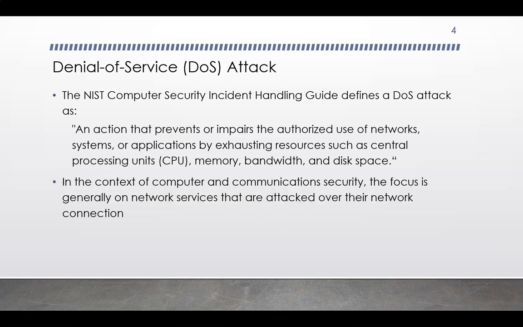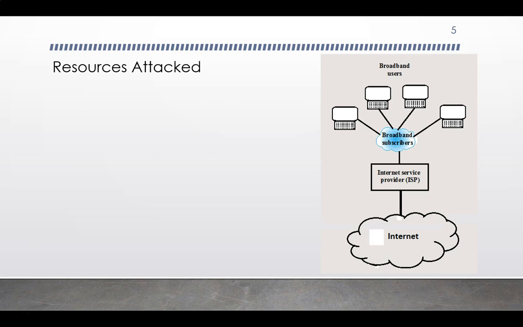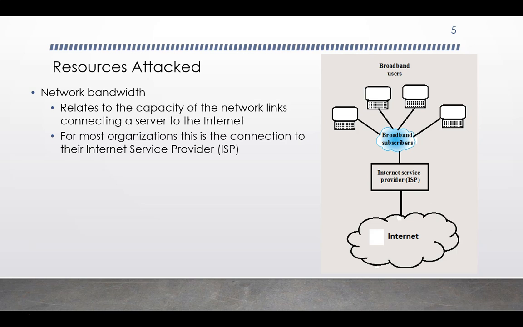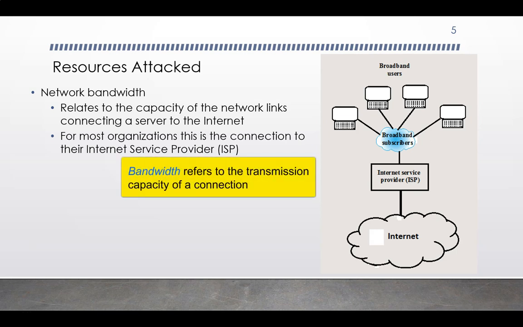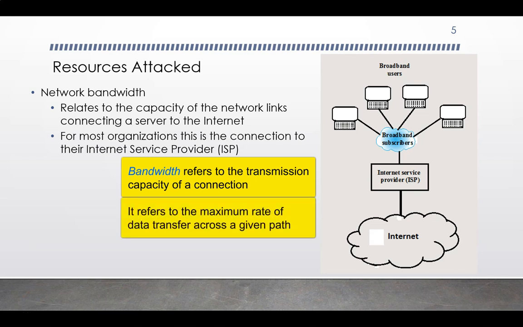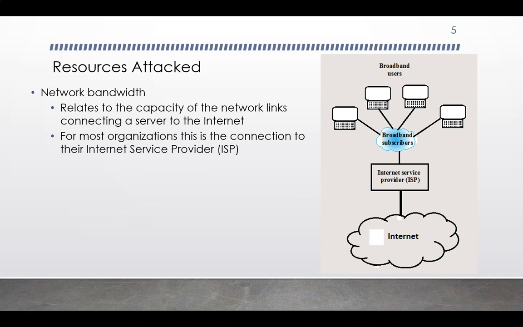In the context of computer and communication security, the focus is generally on network services that are attacked over their network connection. From the NIST definition, it's apparent that several categories of resources could be attacked. The term bandwidth generally refers to the transmission capacity of a connection. We consider it to be the maximum rate of data transfer across a given path. Network bandwidth relates to the capacity of the network links connecting a server to the internet. For most organizations, this is the connection to the ISP, the Internet Service Provider.